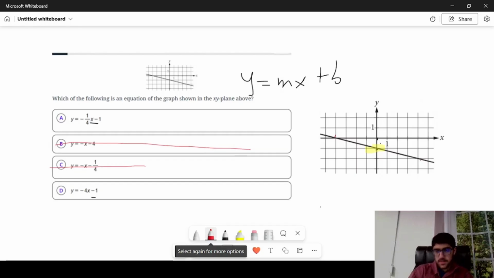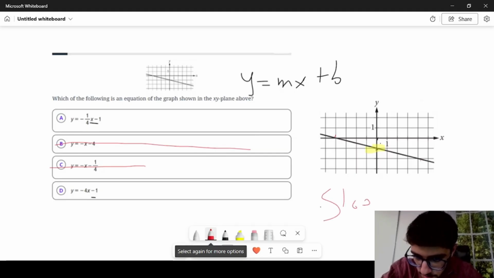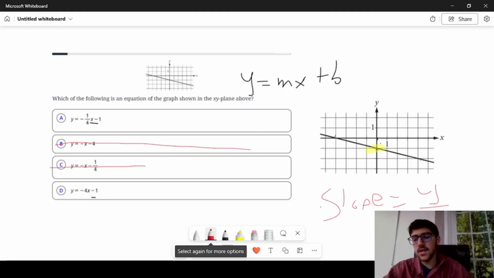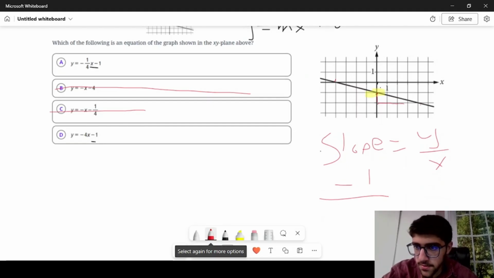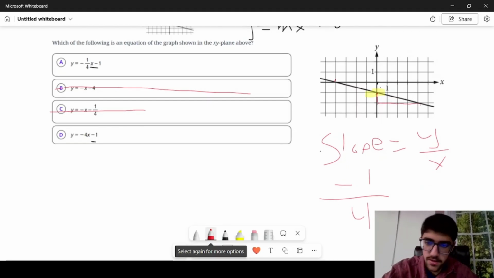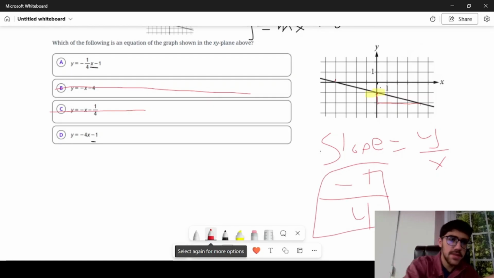Then you need to find the slope. Slope is y over x. There are two ways to solve this. You could either find 2 points and do the slope formula, y2 minus y1 over x2 minus x1, or you could just find the slope right here. The y goes down 1, so it's -1 for the y, divided by going to the right 1, 2, 3, 4, so -1 over 4. And there's only one option with that, option A.